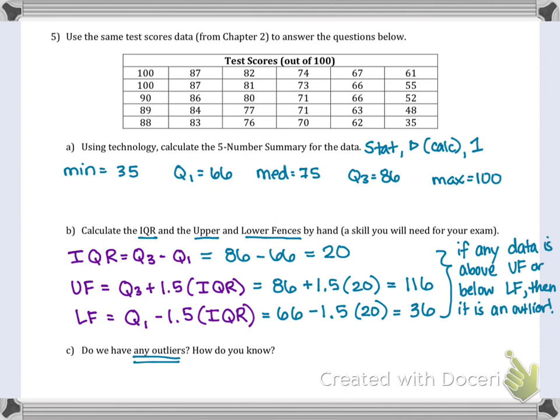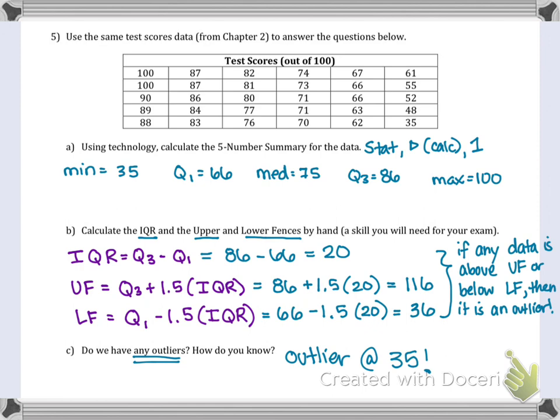So what I want you to remind yourself is, what is the math that we just did here? We have an upper fence of 116 and a max of 100. So we do not have an outlier on the upper end. If we look down at the lower end, we have a lower fence of 36 and a minimum of 35. So we do have an outlier at 35 because it is below our lower fence.